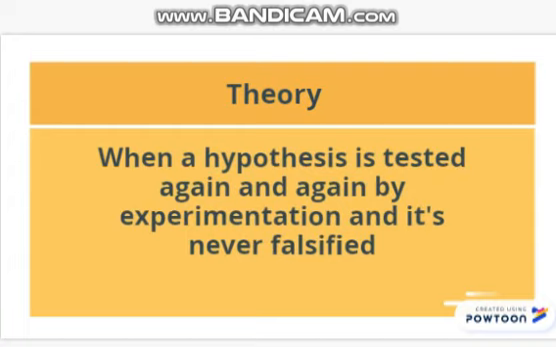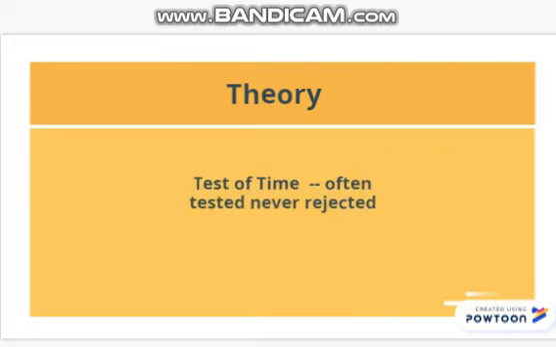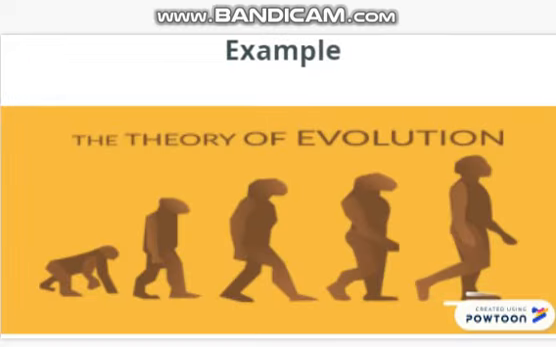When a hypothesis is tested again and again by experimentation and it's never falsified, it becomes a theory. That time is also known as test of time. Test of time means a hypothesis is tested again and again and never failed. For example, Darwin's theory of evolution. Darwin was a scientist. He made many observations and he presented an idea that organisms change with the passage of time. It was proved again and again to become a theory.